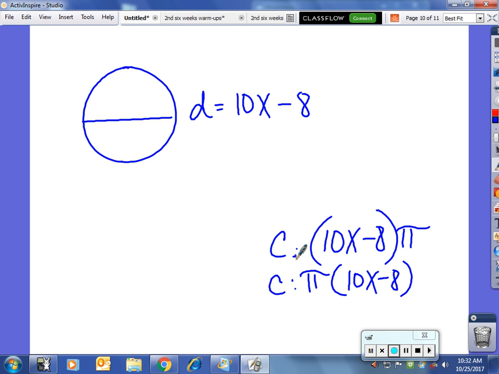For area, you have to know the radius. So what is the radius if the diameter is 10x minus 8? Right, and then you're going to do radius times radius, and then wrap the whole thing in parentheses and stick a pi on it.